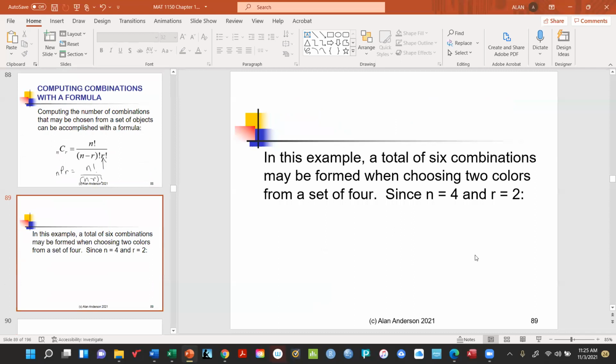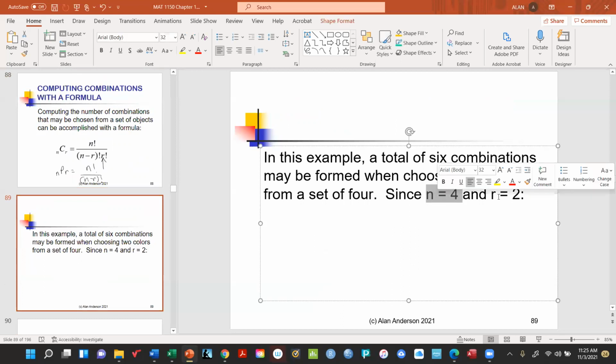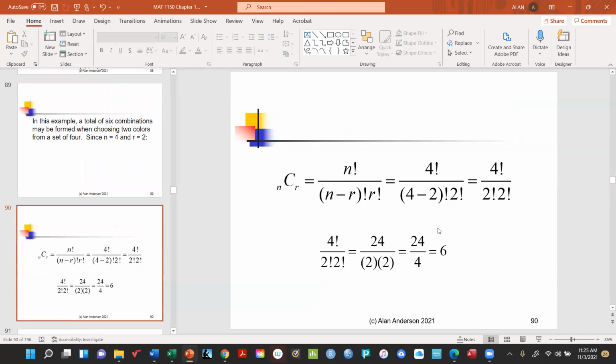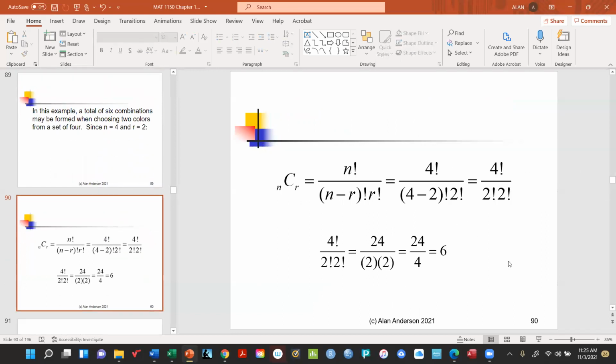So here we have an example. This is the one with the colors. When we have 4 colors to choose from, and we're going to pick 2 of them, where the order does not matter, n is 4 for 4 colors, r is 2 for 2 choices. And if you plug those in, you'll see that just like we did when we wrote out all the possibilities, you will in fact end up with 6. Also, had we done permutations, it would have been 12 because you would have had nPr.